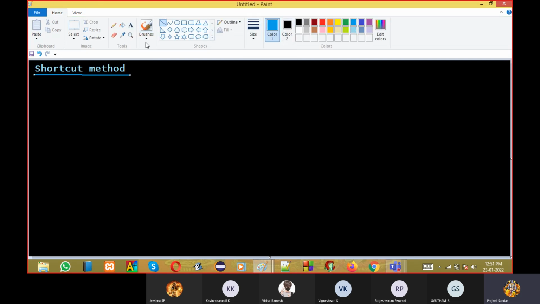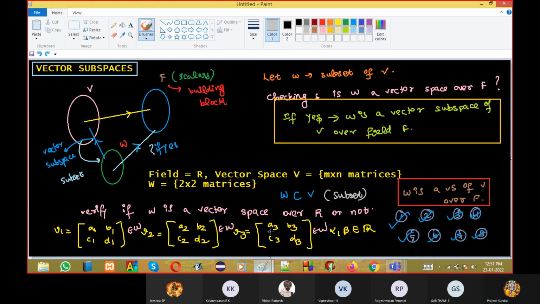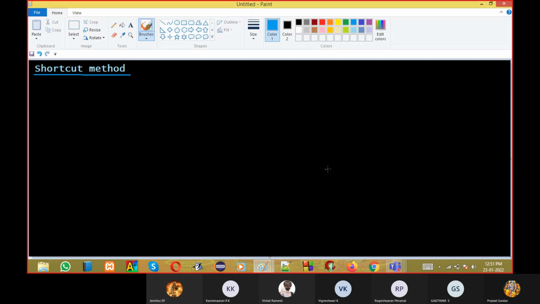See, what is the long method? The long method is the original method. For W, you would again sit verifying all 8 properties, and you would get lost in your head if you try to do that. So I am going to give you the shortcut method. What is the shortcut method?